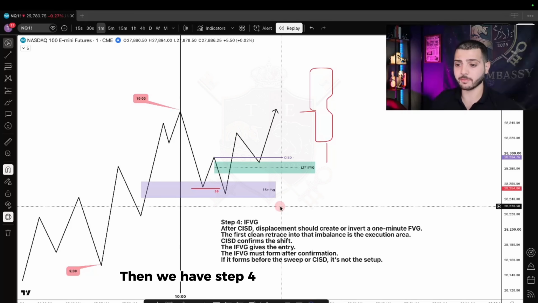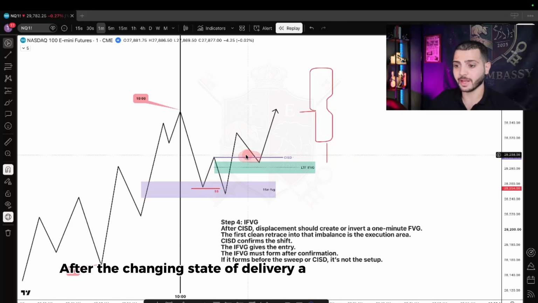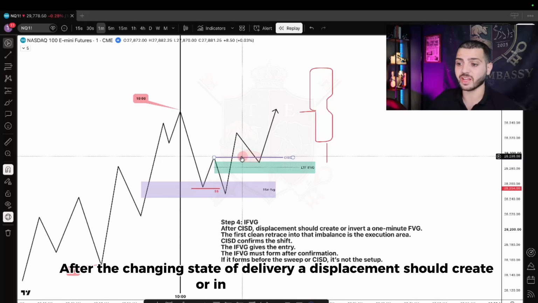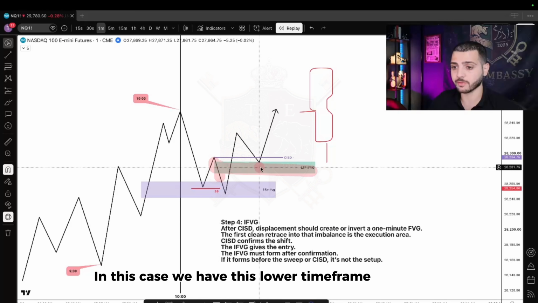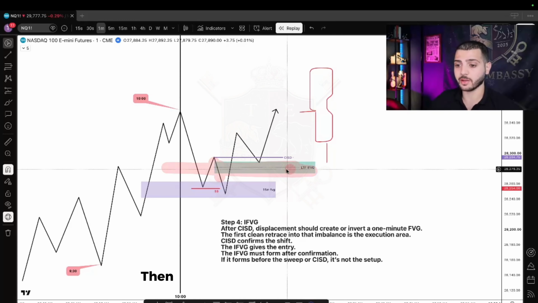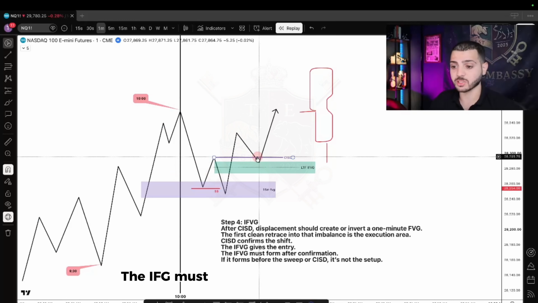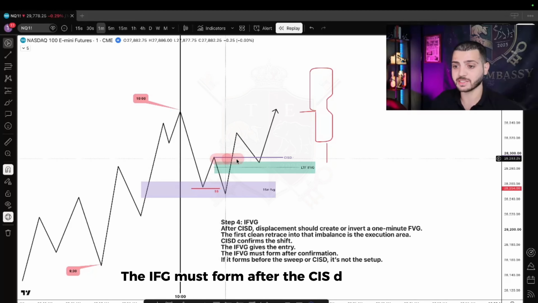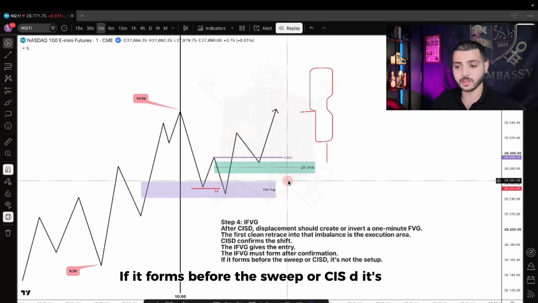Then we have step 4, which is the inversion gap. After the change in state of delivery, a displacement should create or invert a 1-minute gap. In this case, we have this lower time frame 1-minute IFVG. Then after that, the IFVG gives us the entry. The IFVG must form after the CISD confirmation. If it forms before the sweep or CISD, it's not the setup.